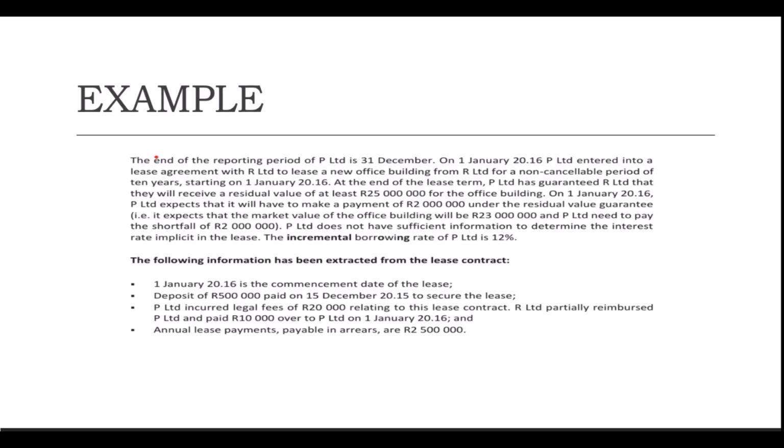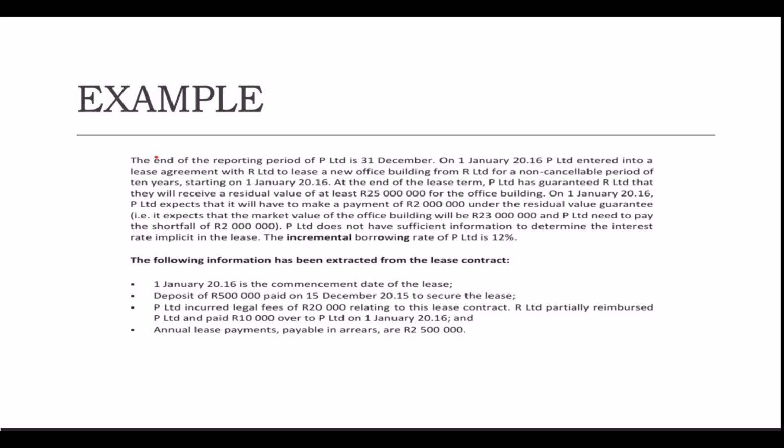P Limited does not have sufficient information to determine the interest rate implicit in the lease. Therefore, what? They use what? The incremental borrowing rate of P Limited is 12%. So the standard says that if you don't have the information to determine the implicit interest rate, you can use what? The incremental borrowing rate. The borrowing rate that you get from the bank. Good. The following information has been extracted from the lease contract.